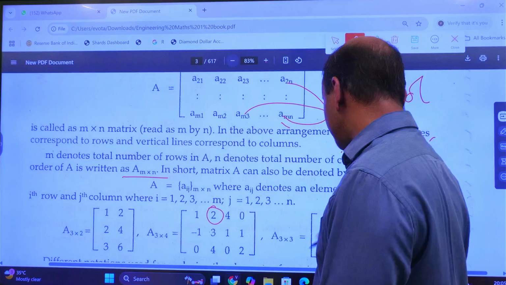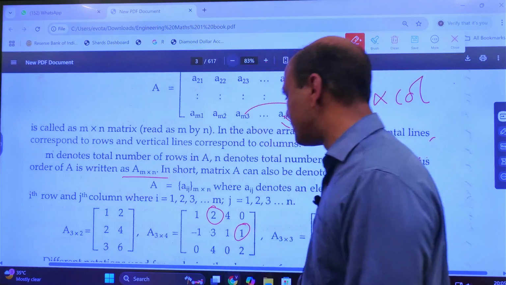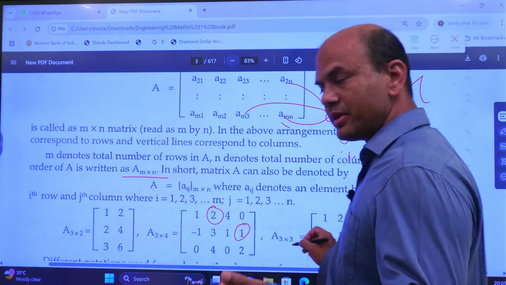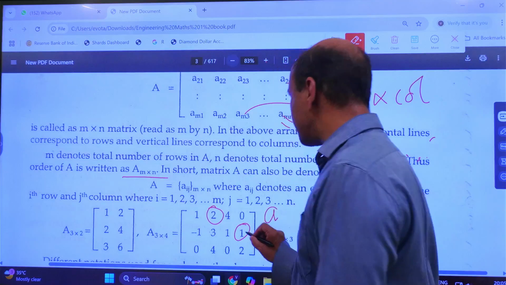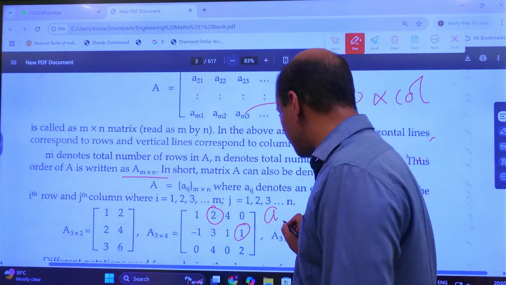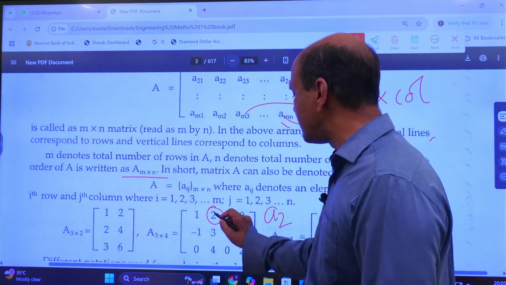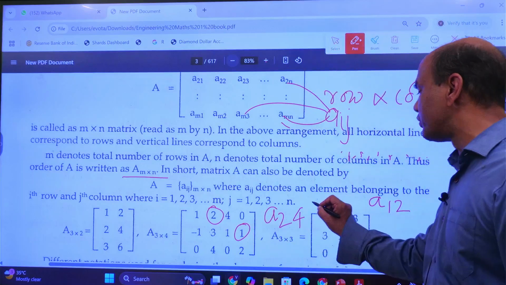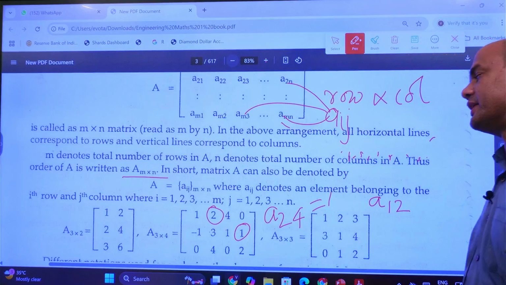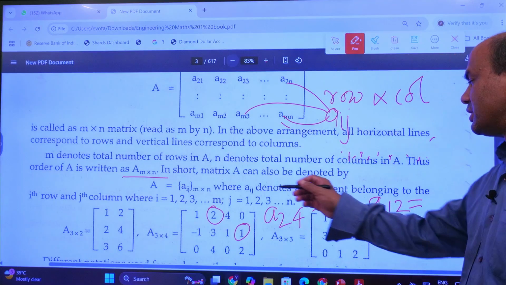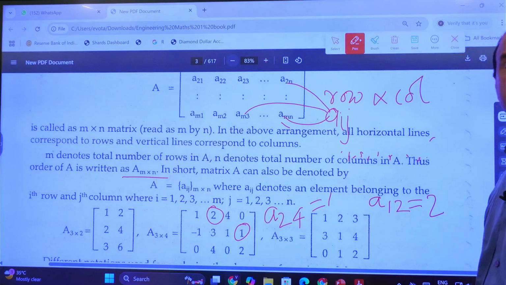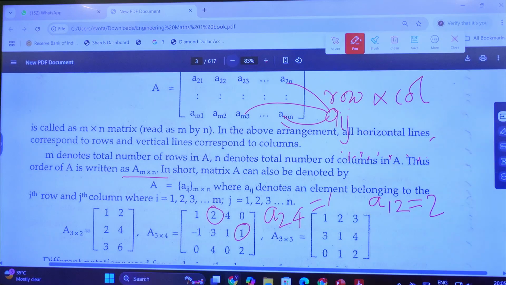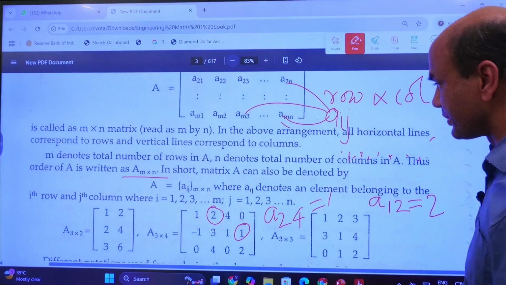Suppose I want to show this, let's say 1. This one I want to show. How will I show this? You tell me, everyone. A. And now what is this? Row. Which row? 1, 2. 2. Which column? 1, 2, 3, 4. 2, 4. A24. So this 1 is A24 equals to 1. I can write it like this. A12 equals to this 2. This is the meaning. Got it, everyone? Clear this term small a and capital A. Now let's move ahead. Okay?